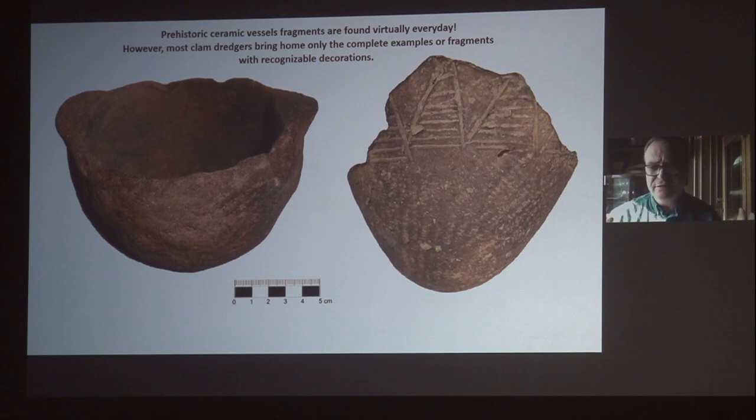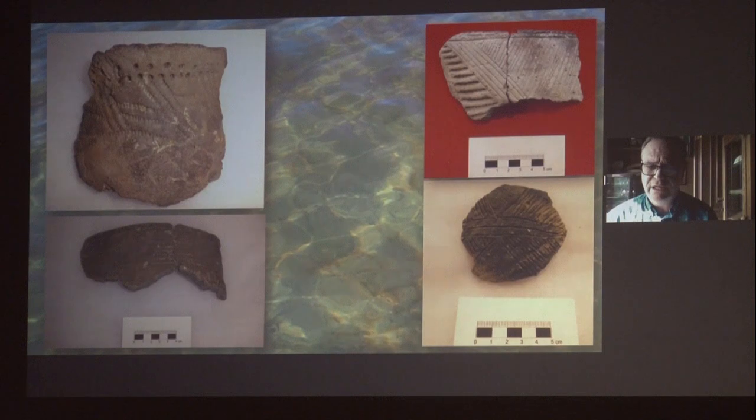However, clammers, the fishermen, only recognize the complete vessels or those things with decorations, like the one to the right or like those shown here. And that map that shows the Woodland period stuff, I didn't even include the ceramics in that tally because there's just so much of it.